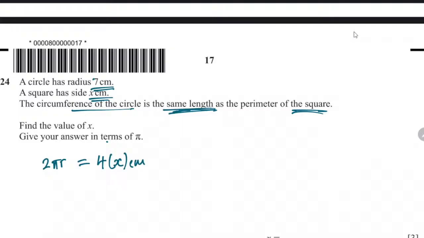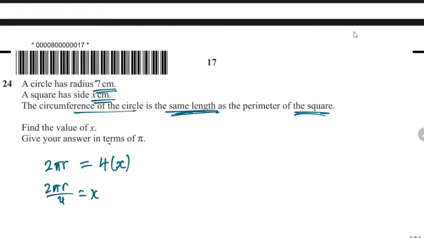Well done. So now you'd say here you want to get x. You take 4 to the other side, you get 2 pi r divided by 4 is equal to x. Are we together? You just write whatever they said, because they said the circumference is the same as the perimeter of the square, which is 4 sides. So that's how you do it.